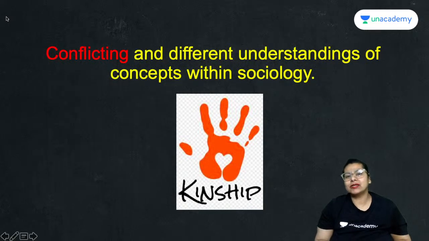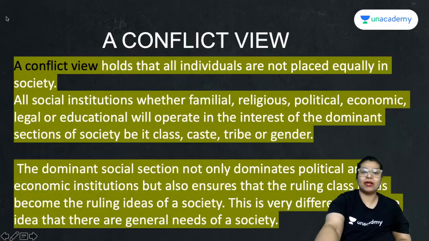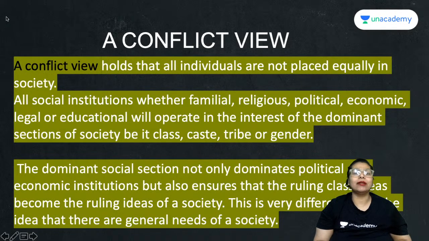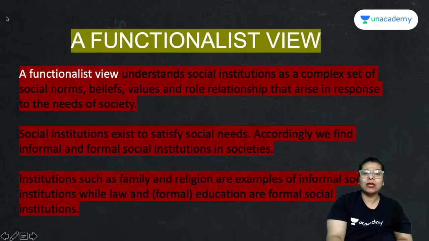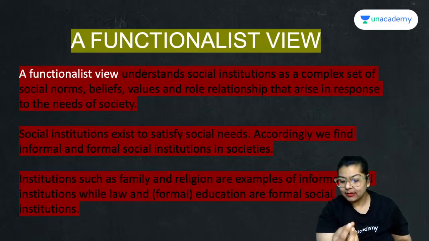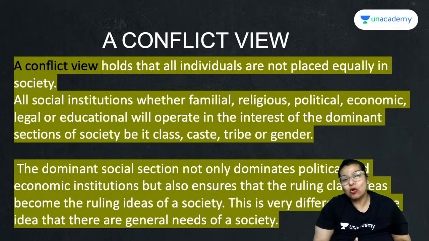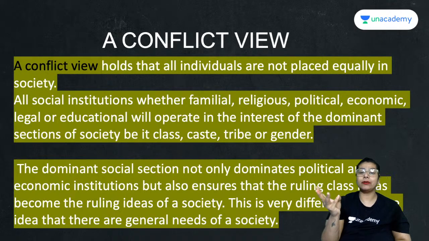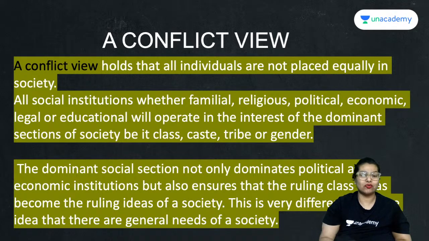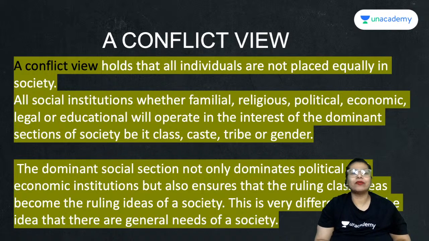Remember, conflicting and different understanding of concepts within sociology. Conflicting is where people do not have the same opinion, they might differ, which is completely fine. Now, a conflict view holds that individuals are not placed equally in society. That one was about society as a whole. What was the functionalist view saying? It understands social institutions as a set of complex social norms, beliefs, values, relationships, etc., responding to the needs of the society together. Whereas in the conflict view, individuals are not placed equally in society. All the social institutions, whether familial, religious, political, economic, legal, or educational, will operate in the interest of the dominant sections of the society, be it class, caste, tribe, or gender.